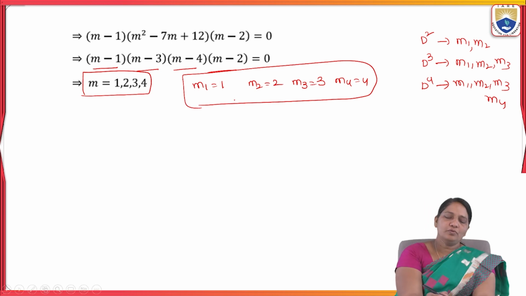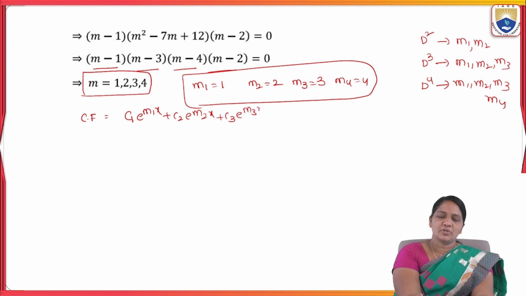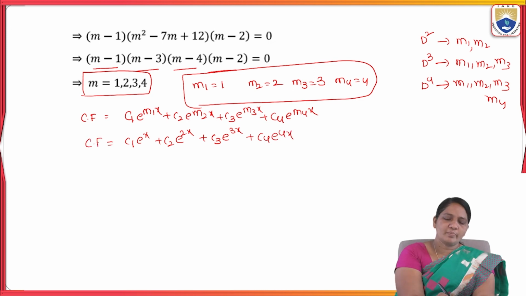So these are the roots. So what is the complementary function? Here, based on the nature of the roots, we are going to decide about the complementary function. What is the complementary function? C1 e power m1x plus C2 e power m2x plus C3 e power m3x plus C4 e power m4x. So what is the m1 value? C1 e power x plus C2 e power 2x plus C3 e power 3x plus C4 e power 4x. So this is our complementary function.